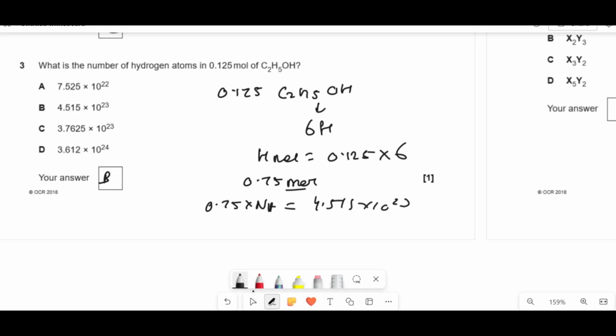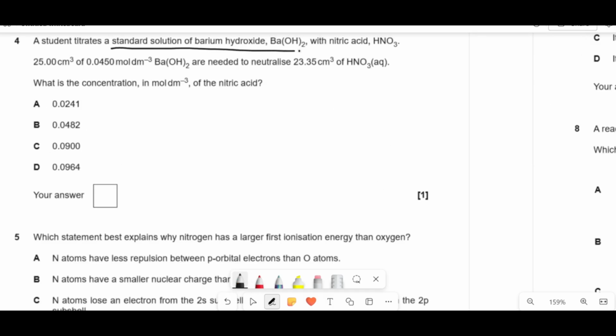There you go. Now it says a student titrates a standard solution of barium hydroxide and nitric acid, and this much was needed to neutralize this much. What is the concentration of the nitric acid? We're looking for the concentration, so we need to find out the moles.